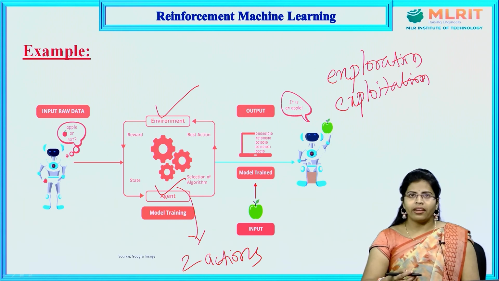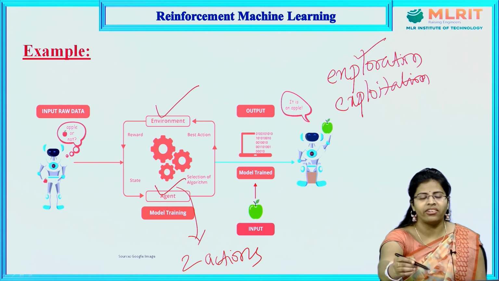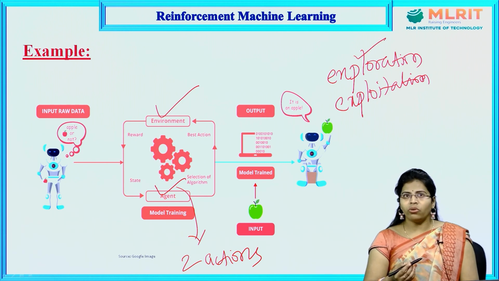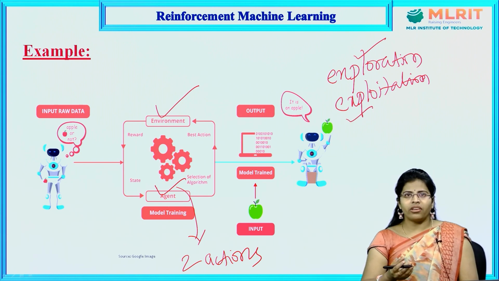Here, when the learning agent learns on a trial and error basis, it is known as exploration. When the agent learns or acquires knowledge from the environment, it is known as exploitation. That's how the learning agent works.